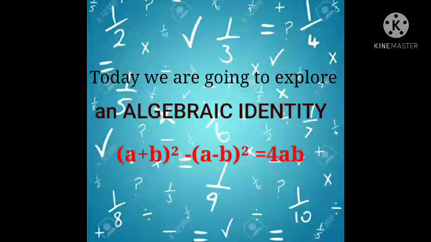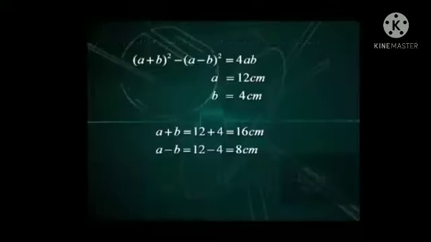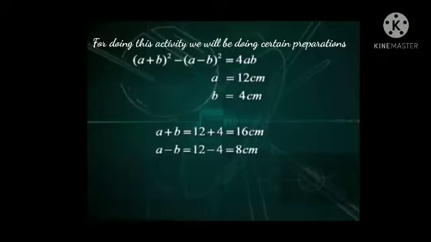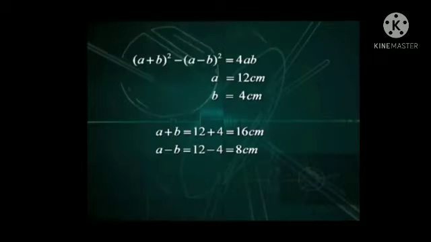Today we are going to explore an algebraic identity: (a + b)² − (a − b)² = 4ab. For doing this activity, we will be doing certain preparations. We have to show that (a + b)² − (a − b)² is 4ab.